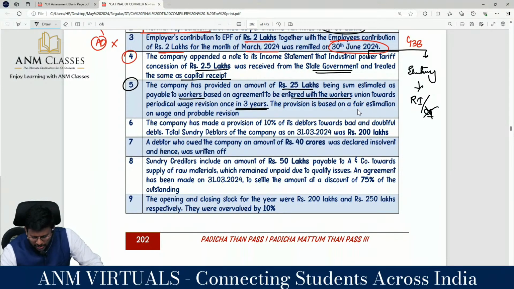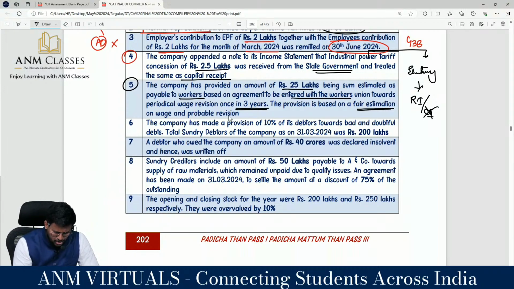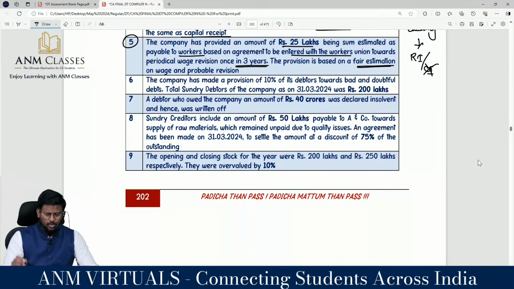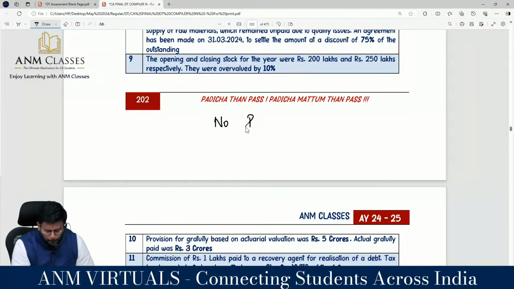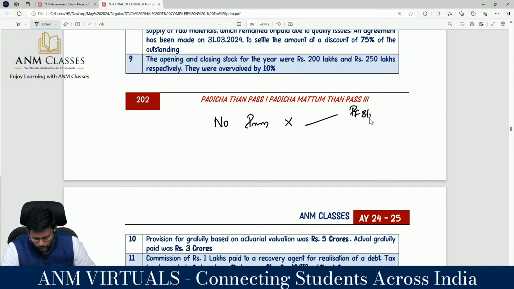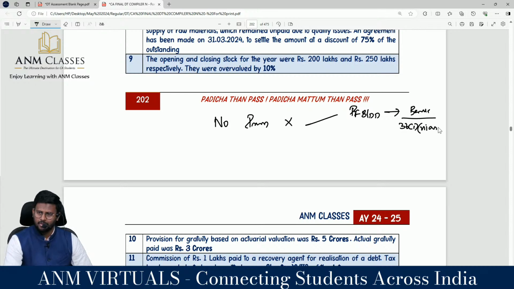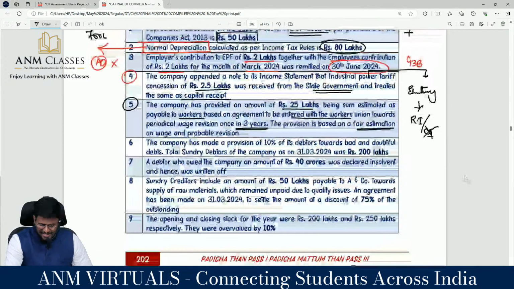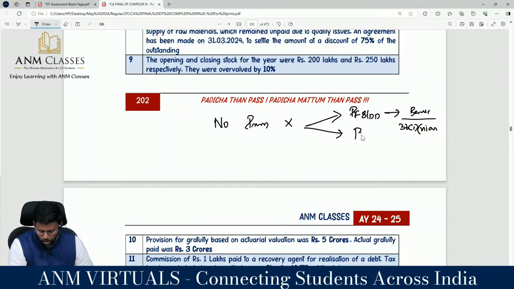The provision is based on what estimation? On wage and probable revision. You should understand one thing: in Income Tax Act, no provision is allowed. Provision cannot be debited to the account. But we have an exception, provision for bad and doubtful debts. This is allowed for banks as per section 36(1)(viia). Are you all really with me? But other provisions are not allowed, only actual expenditure is allowed. If you are creating a general provision for bad and doubtful debts for a normal person, it should be added back.